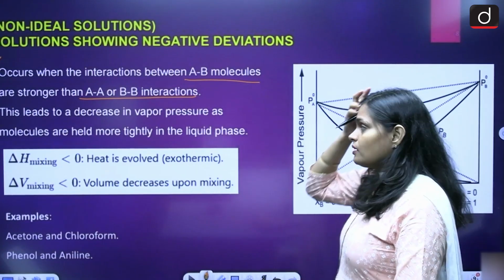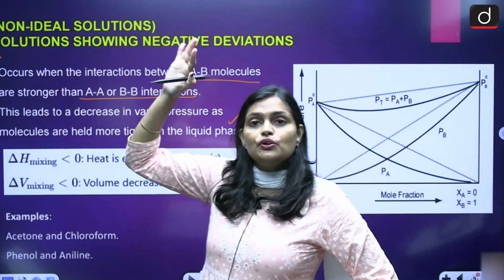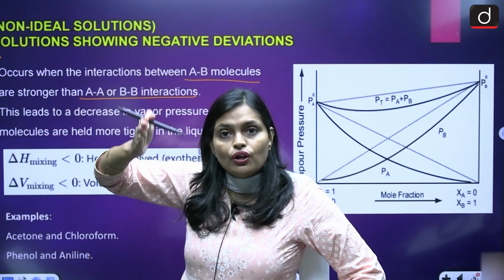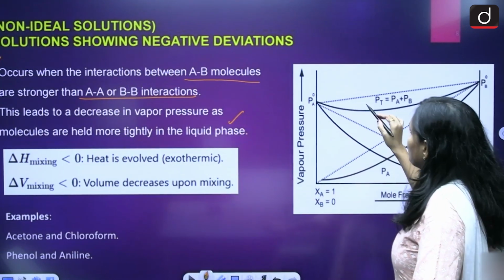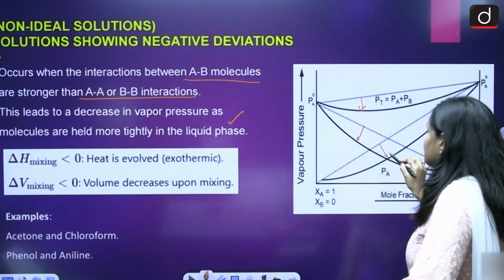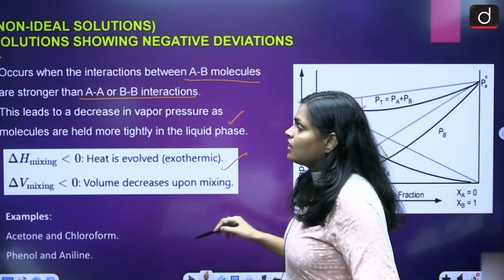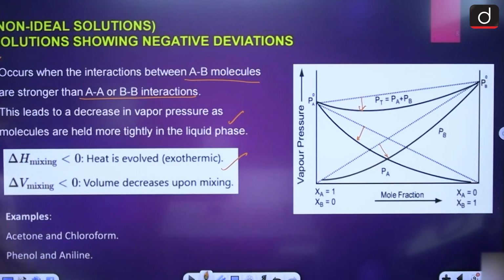Now this leads to a decrease in vapor pressure because the solvent is not able to vaporize as the solute molecules hold them. Due to this, the total vapor pressure decreases, right? So you will see a decrease in the graph. And here it is exothermic: delta H mixing is negative, heat is evolved, and volume decreases upon mixing. Examples: acetone and chloroform, phenol and aniline.